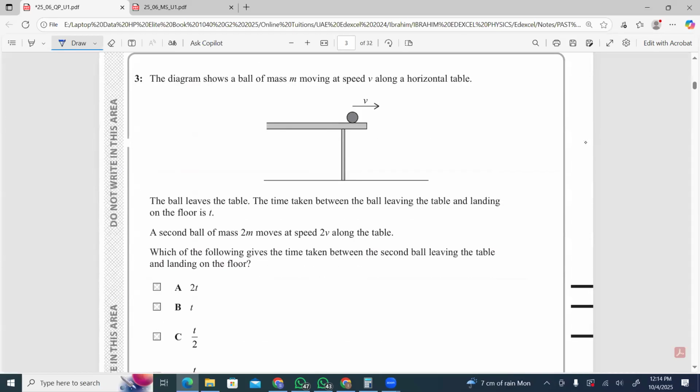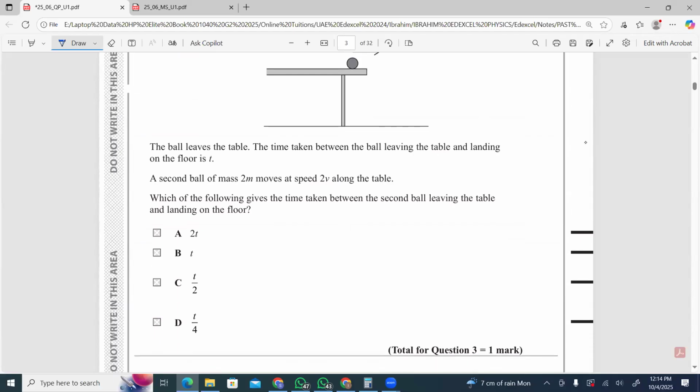The diagram shows a ball of mass m moving at speed v along a horizontal table. The ball leaves the table. The time taken between the ball leaving the table and landing on the floor is t. A second ball of mass 2m moves at speed 2v along the table. Which of the following gives the time taken by the second ball? Okay, there is a first ball with mass m, and it takes time t to reach the ground with speed v.